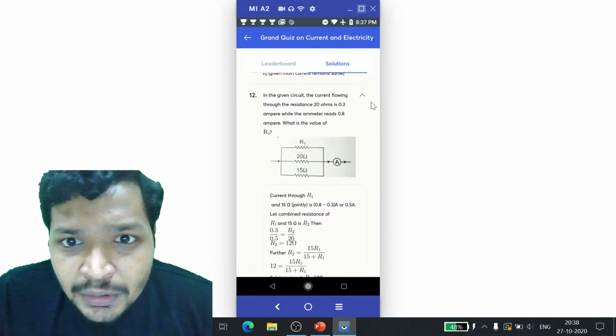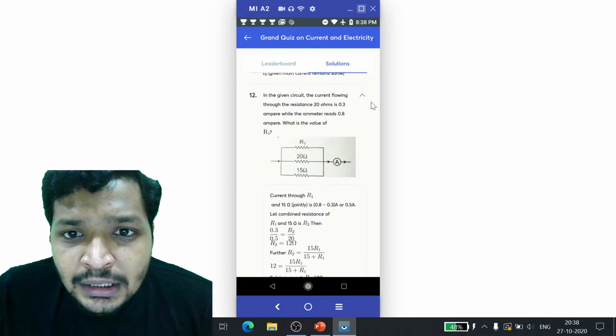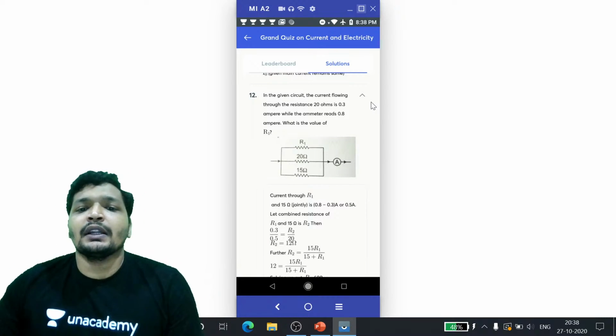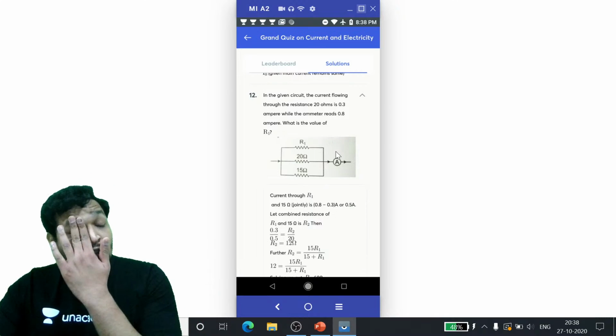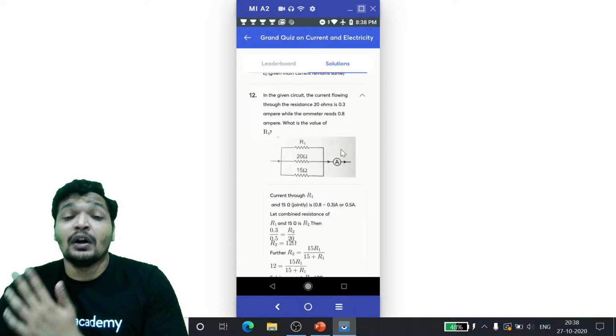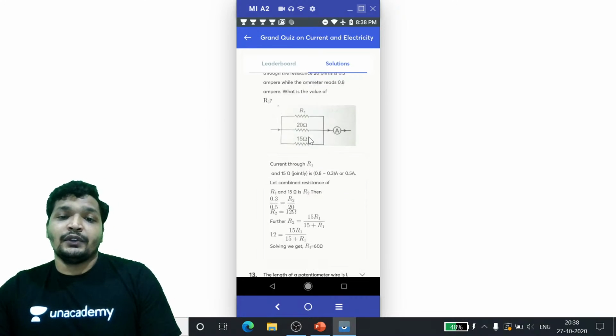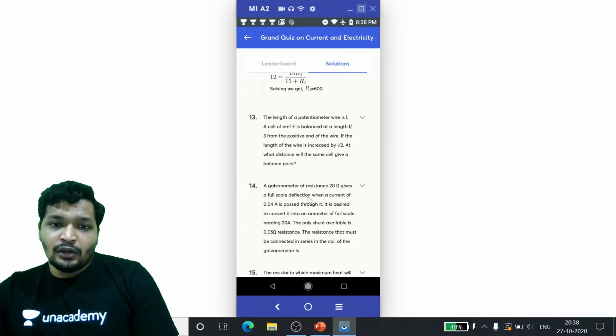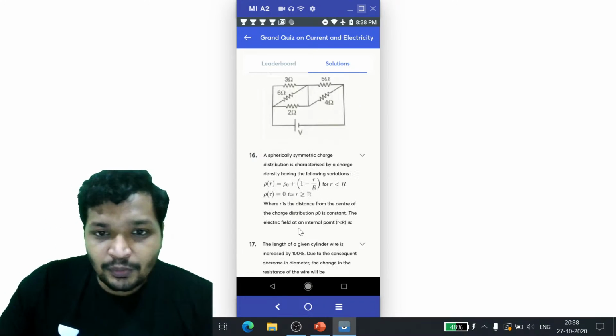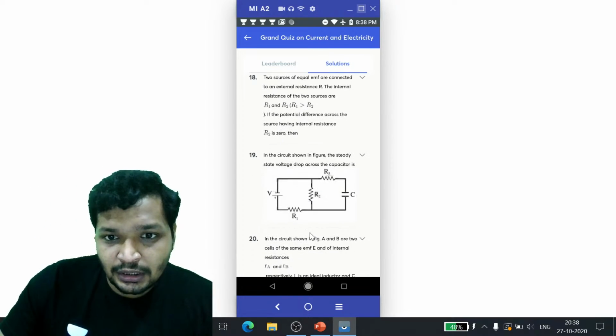I think 20 ohms is... okay, 0.3 is given to you. That is what is being done. 20 ohms is given, not through R1, but through 20 ohms is given. All right, guys. I think this was easy. This was fine.